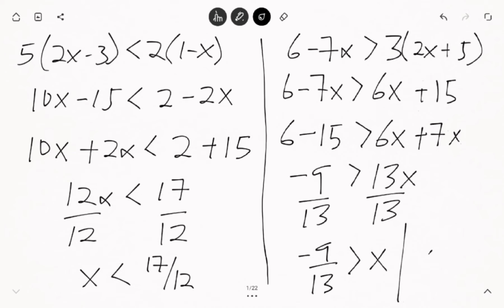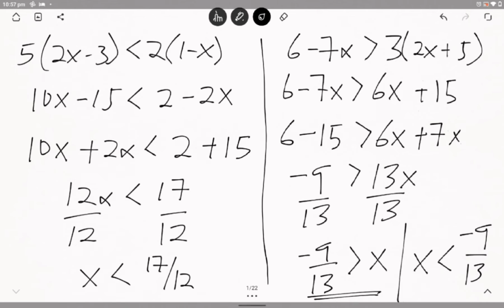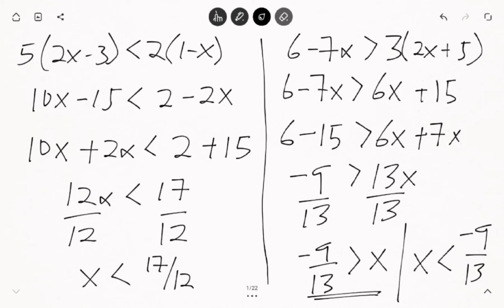Or if I write x first, then I need to make sure the sign is facing the negative 9 on 13, as I can see over here on the left hand side. So this is my answer. Now let's go ahead and solve one final example.